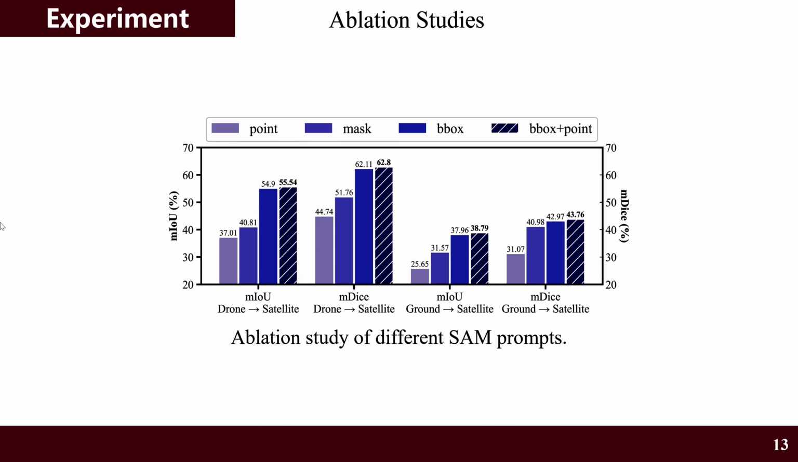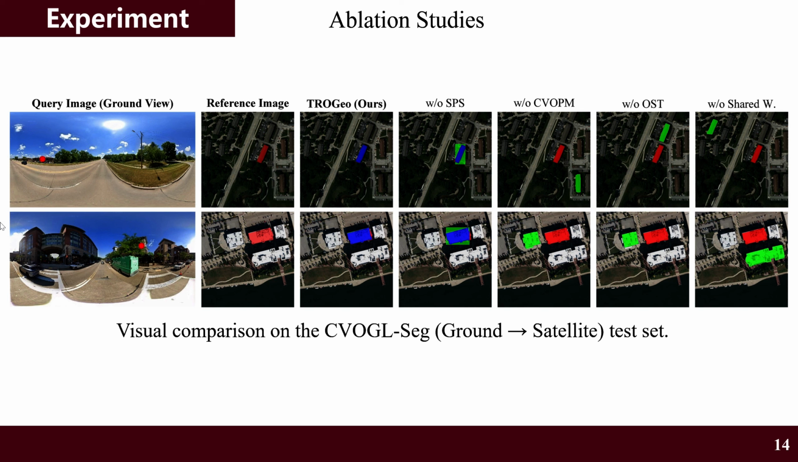To investigate the impact of different SAM prompts, we provide different external prompts for the SAM prompt stage. We found that using both bounding box and point hints together yields the best performance. Visual comparison on the CVOGL-SEG ground satellite test set further demonstrates the effectiveness of each component.